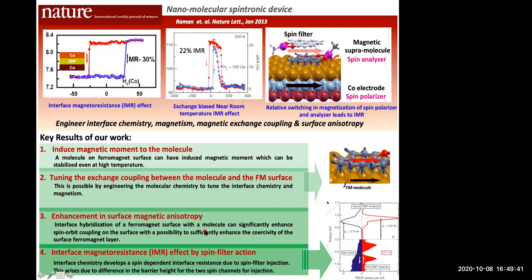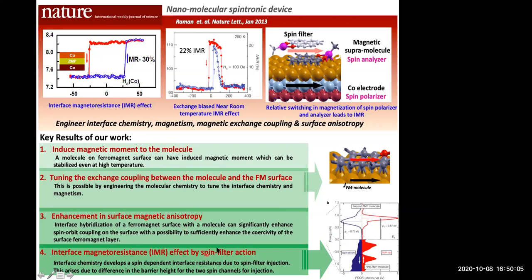Thirdly, this is now a very well-known topic, which is surface magnetic anisotropy enhancement, which is also called surface magnetic hardening. What we have demonstrated here was that by just putting the molecule on a surface of cobalt, you can harden the surface. You can increase the coercivity of the cobalt by many folds, thereby increasing the spin-orbit coupling induced magnetocrystalline anisotropy in these surfaces.